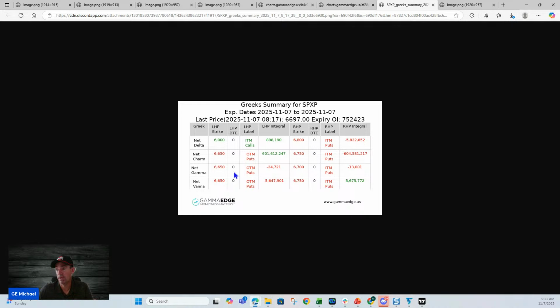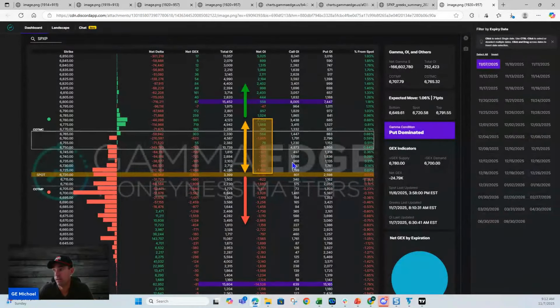We'll be watching via gamma as well as net Vanna, fairly balanced here. So really no contribution via Vanna, and then gamma to the downside 6650, 6700 to the upside. So we'll watch these sensitivity levels. But again, if we do see any bounce, we'll talk about that on the 0DTE as we head into there. So put dominated structure for 0DTE, again negative gamma condition. So again, accentuated price movements.